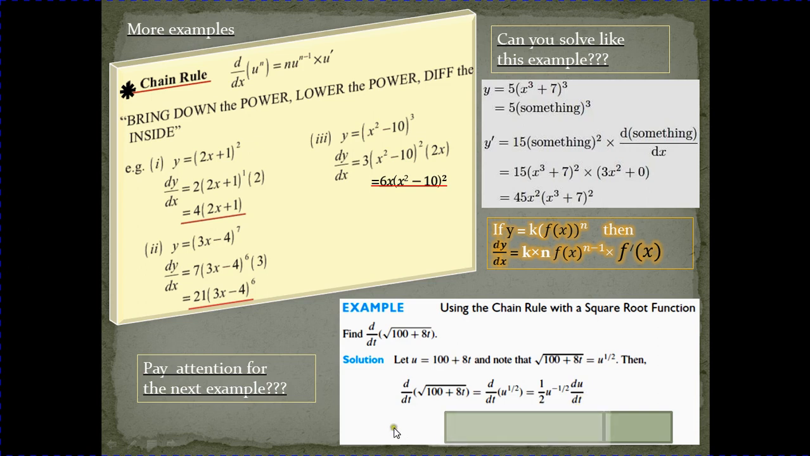Then let's see what will happen. Yes, it will be half. I want you to think with me. And du by dt will be 8 multiplied by 100 plus 8t all power negative half. Then if you multiply half by 8, it will be 4. And put this bracket down to make the power positive. It will be power half. Last, you can change it into the square root, 4 over the square root, because power half can be a square root.